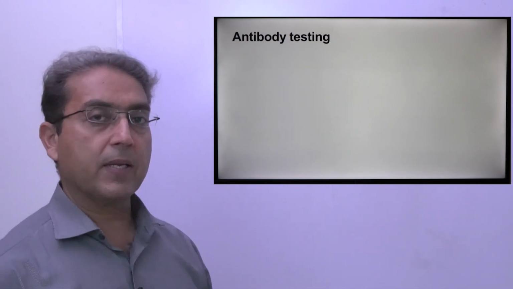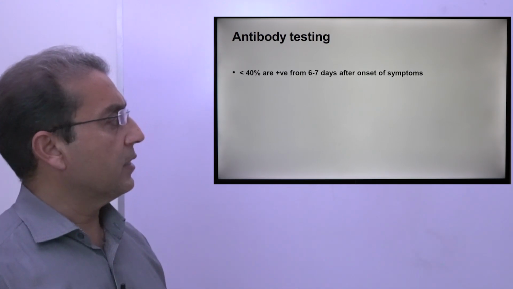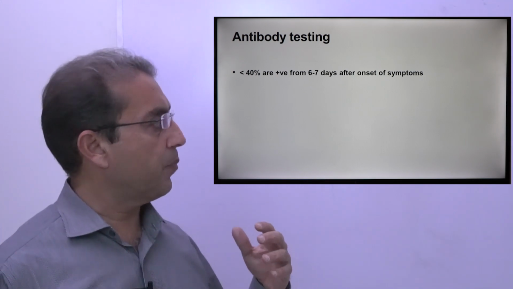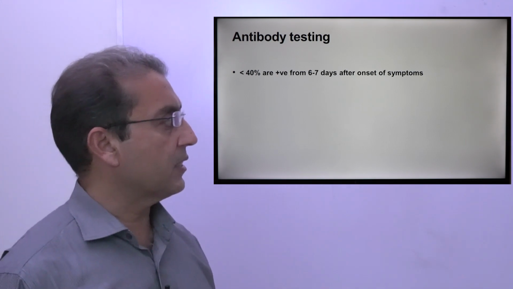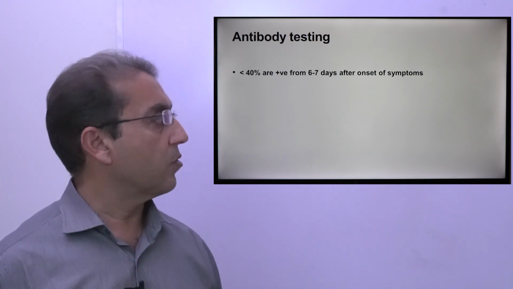Now, the third one, antibody testing. Why do we use antibody testing? You see, less than 40% of patients are positive for antibodies within 6 to 7 days of onset of the symptoms, and then the antibody titer starts rising.